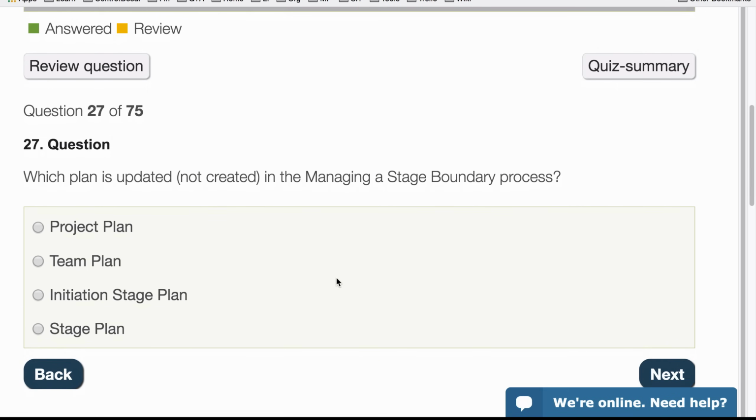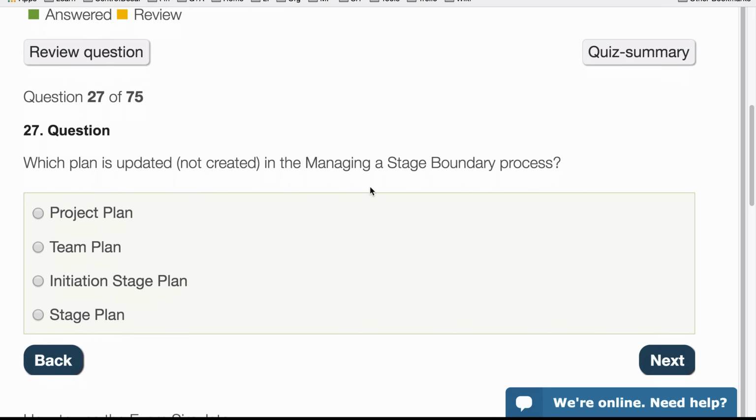Question 27. Which plan is updated, so not created, just updated, in the managing a stage boundary process? So which plan is updated? Is it the team plan or the project plan? The team plan, no. The initiating stage plan, that's not updated because that's created. The stage plan is created in the stage boundary process, so it has to be the project plan. And the reason it's updated is because the project plan must always show what the latest status of the project is. So if anybody picks it up, they can see what is developed and delivered and what still has to be done.